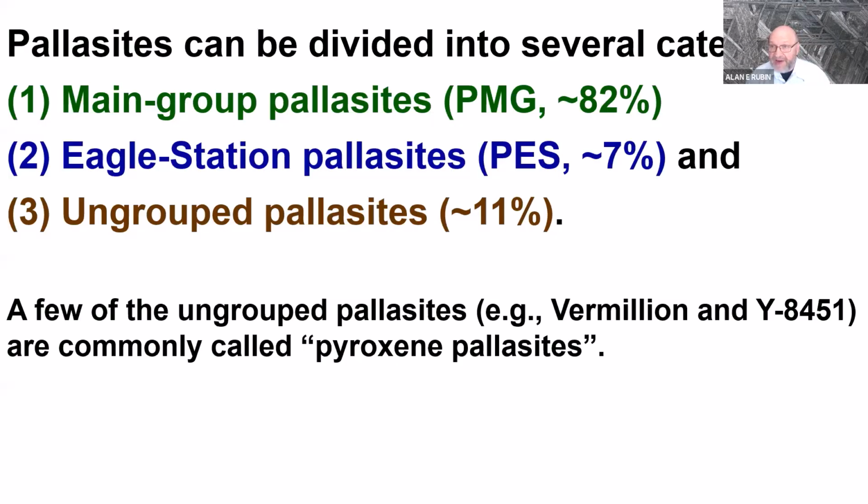Pallasites can be divided into several categories. There's the main group Pallasites, abbreviated PMG, which constitute about 82% of all known Pallasites. There's the Eagle Station Pallasites, abbreviated PES for Pallasite Eagle Station. These are about 7% of the known Pallasites. And there's ungrouped Pallasites, which are the remaining 11%. A few of the ungrouped Pallasites are particularly noteworthy, such as Vermilion and Yamato 8451. These particular Pallasites are commonly called pyroxene Pallasites because, again, they are rich in pyroxene.